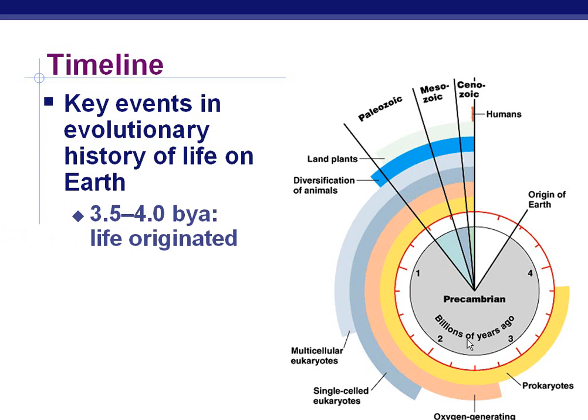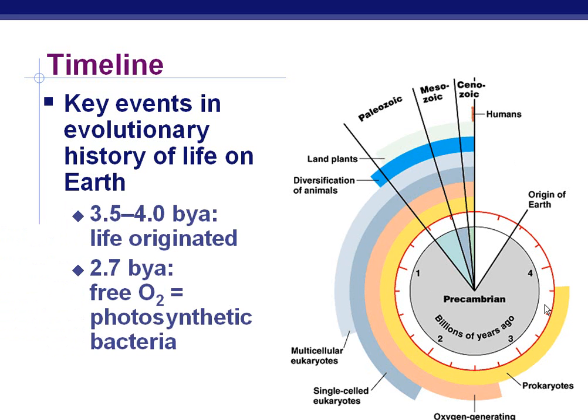So between 3.5 and 4 billion years ago, somewhere in here, life originated. At about 2.7 billion years ago, there was enough free oxygen in the atmosphere produced by photosynthetic bacteria that other organisms that require oxygen evolved. And at around 2 billion years ago, we see our first eukaryotes.